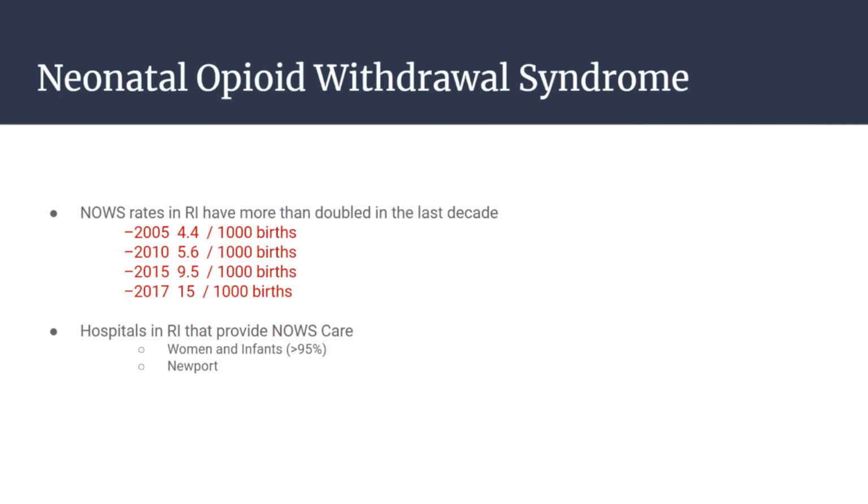In 2015, we went to 9.5, and in 2017, we were up to 15. So our numbers were climbing per capita at a much greater rate than other states across the country. What's unique about Rhode Island itself, though, is that a majority of these children were able to receive care at one facility, and that facility was Women and Infants.